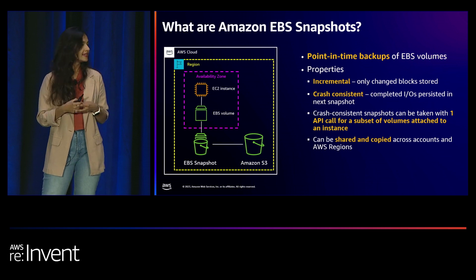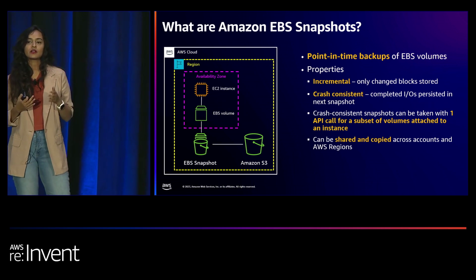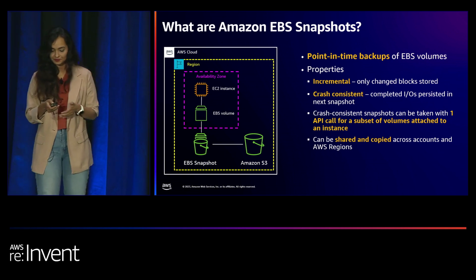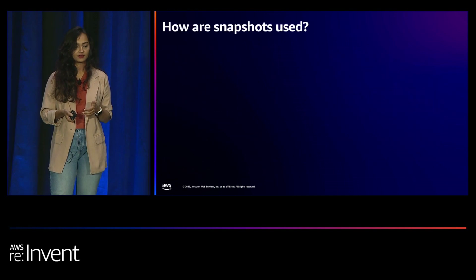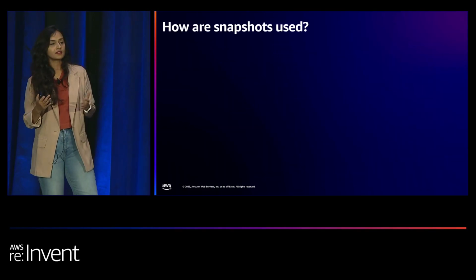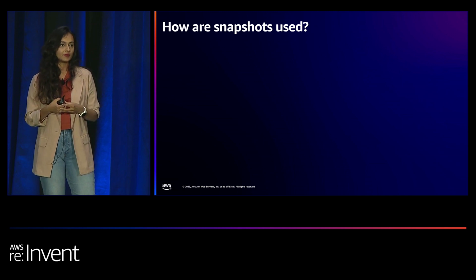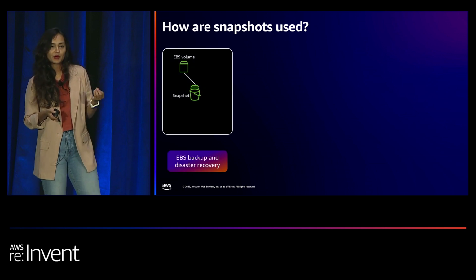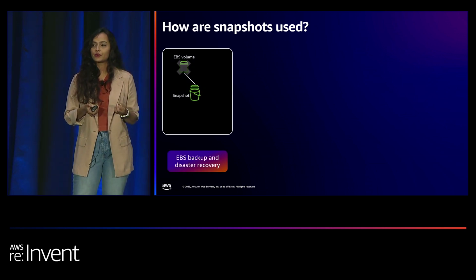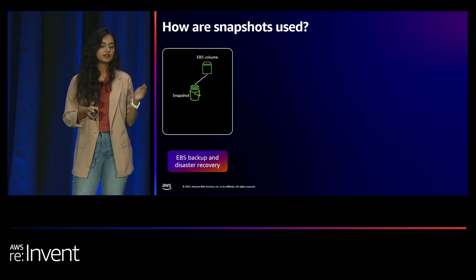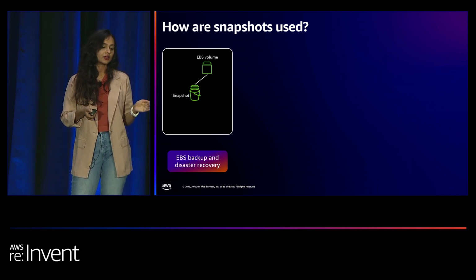And lastly, snapshots are very convenient and easy to share across accounts and across regions, especially for disaster recovery use cases. Now let's talk about some of the most prominent use cases that we hear from customers for which they use EBS snapshots. So the first use case, and I've already spoken about this, it's backup and disaster recovery. So our customers will back up the data in their EBS volumes to a snapshot and then copy that data across accounts and across regions for disaster recovery workflows.